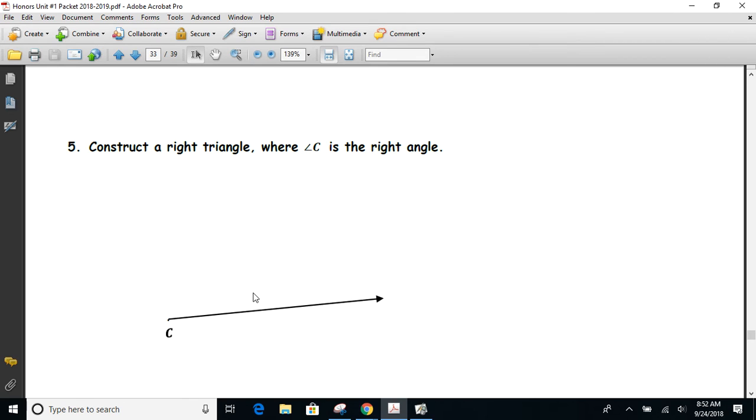Extend it, make it longer, and now I can put my compass point on C, make a happy face or a frown, open it up a little wider, 2 more arcs, draw in a perpendicular line that at least ensures you'll have a right angle, and then the triangle can finish anywhere. It doesn't matter what it's going to be. All right, the hypotenuse can go anywhere. So you just have to extend your ray a little longer, put your compass point on C, make a frown or a smile, 2 more arcs above or below, draw through your perpendicular line, and then your hypotenuse can really go from anywhere, just as long as you got that right angle there.